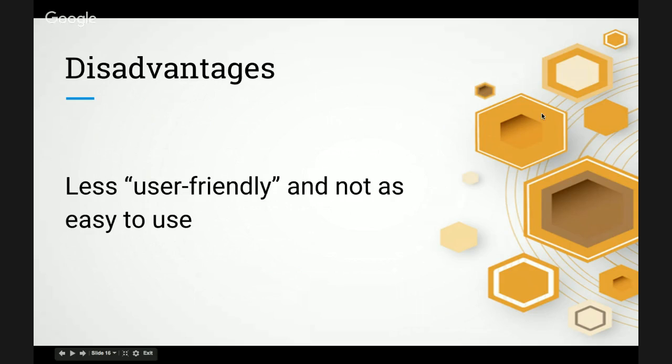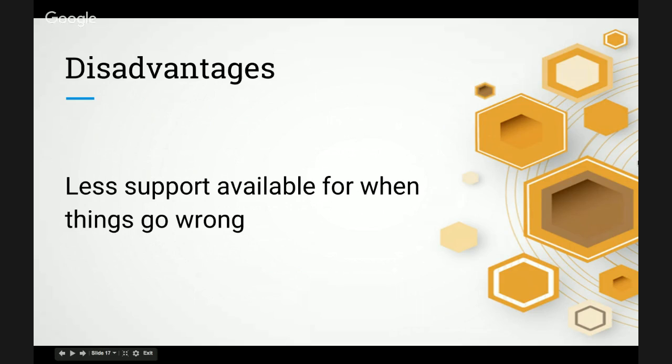Secondly, for the same reason, they can also be less user-friendly and not as easy to use because less attention is paid to developing the user interface. Thirdly, there can also be less support available for when things go wrong. Open source software tends to rely on its community of users to respond to and fix problems.